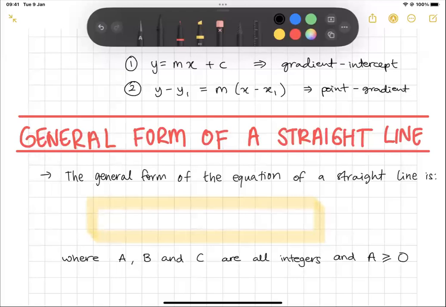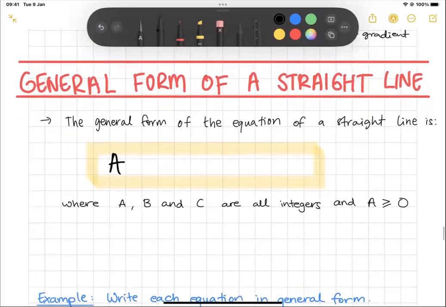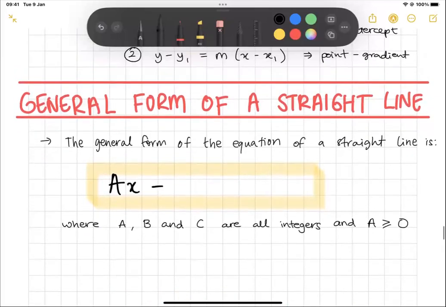And the lucky last one is the one that we're looking at today, which is the general form. And the equation for that is capital A x plus capital B y plus capital C equals 0. That is my equation for my general form.